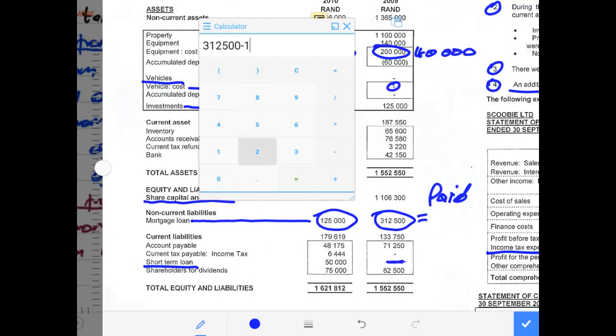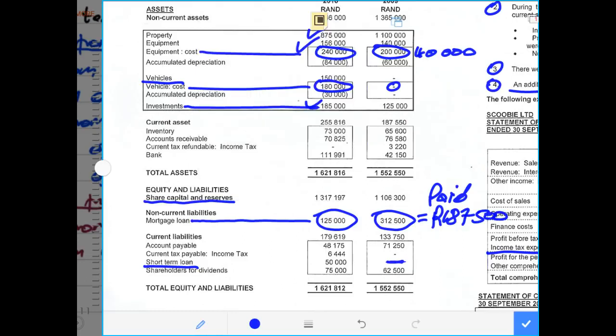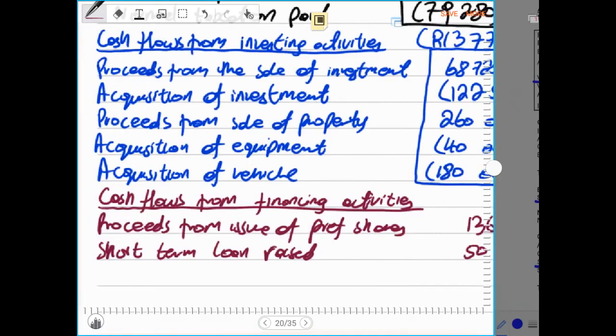312,500 minus 125,000 rands. That means we paid 187,500 during the current year. 187,500 was paid to the long-term loan. Therefore, now we go and we record that as money going out because of the repayment of bond. Then the description will be repayment of mortgage bond.